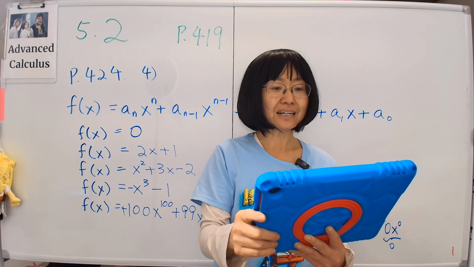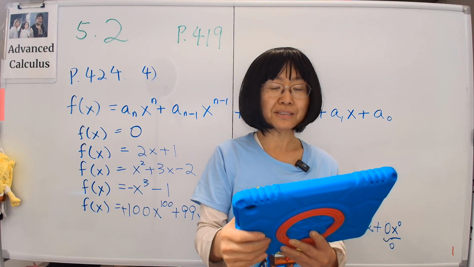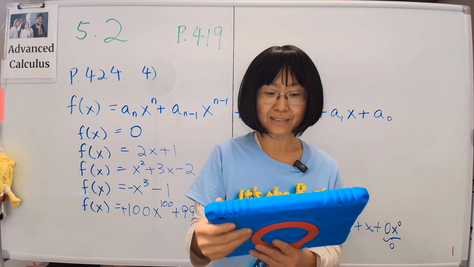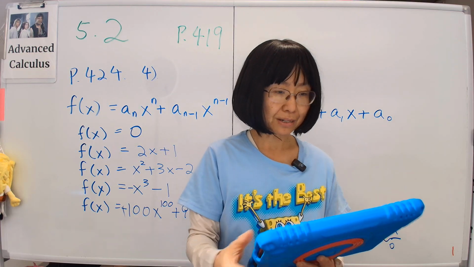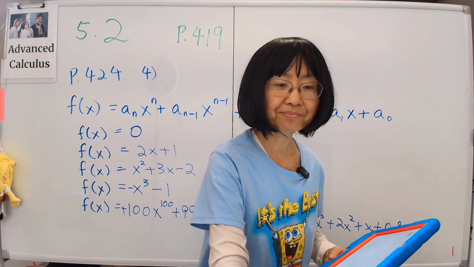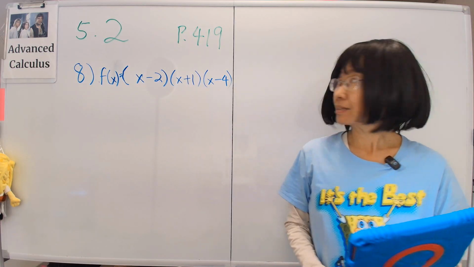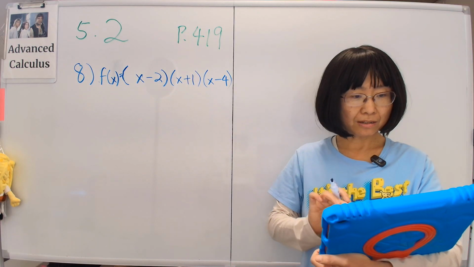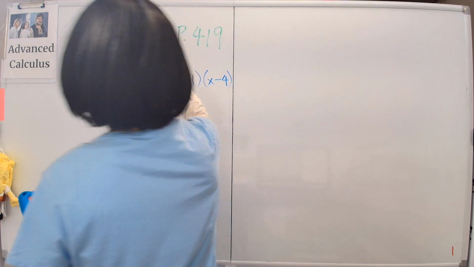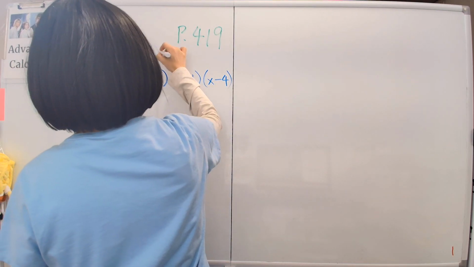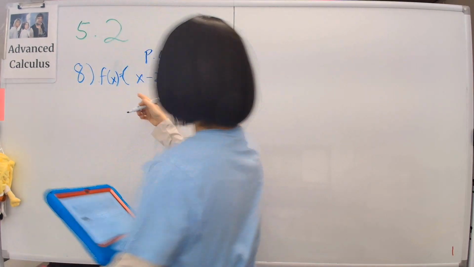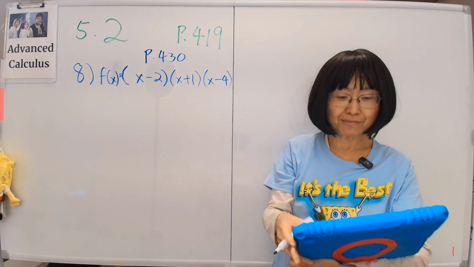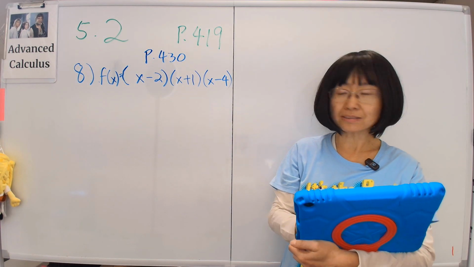The next, let's determine the x-intercepts and the y-intercept. That is example 8. So let me erase the board. Next, let's look at example 8 on page 430, where we have a polynomial already factored. But it's still a polynomial, factored or not, okay? You can imagine that when you multiply this thing out, it will look like some polynomial.